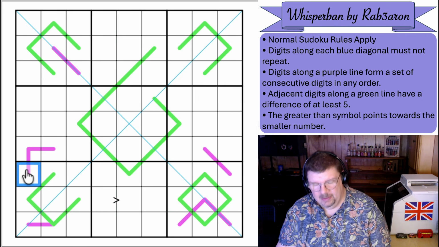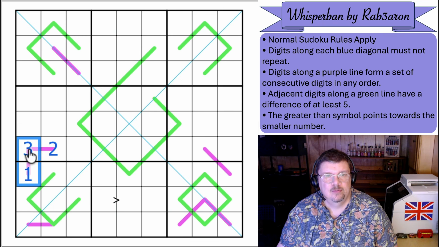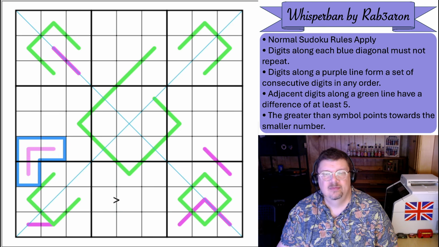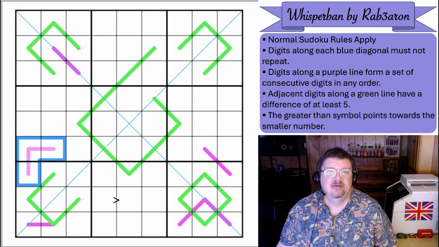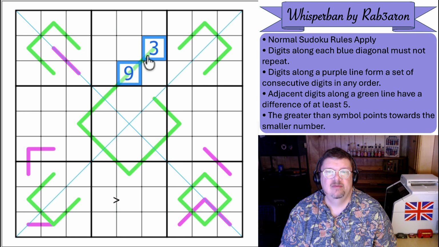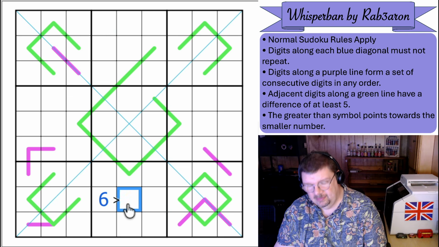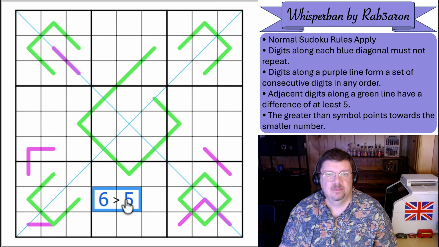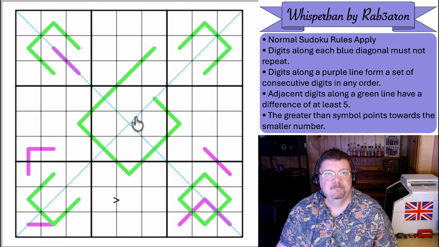Whispers: digits along a purple line form a set of consecutive digits in any order. So let's look here. If that's a 1, then that could be a 3 and a 2. We have a set of consecutive digits, but the order along the line does not matter for the purposes of that particular rule. German Whisper: adjacent digits along a green line have a difference of at least 5. So if that were a 3, this would have to be an 8 or a 9 to be at least 5 apart. And greater than: the greater than symbol points towards the smaller number. So if that were a 6, this could be a 5. Okay, I am going to restart the puzzle to reset the timer, and let's begin.